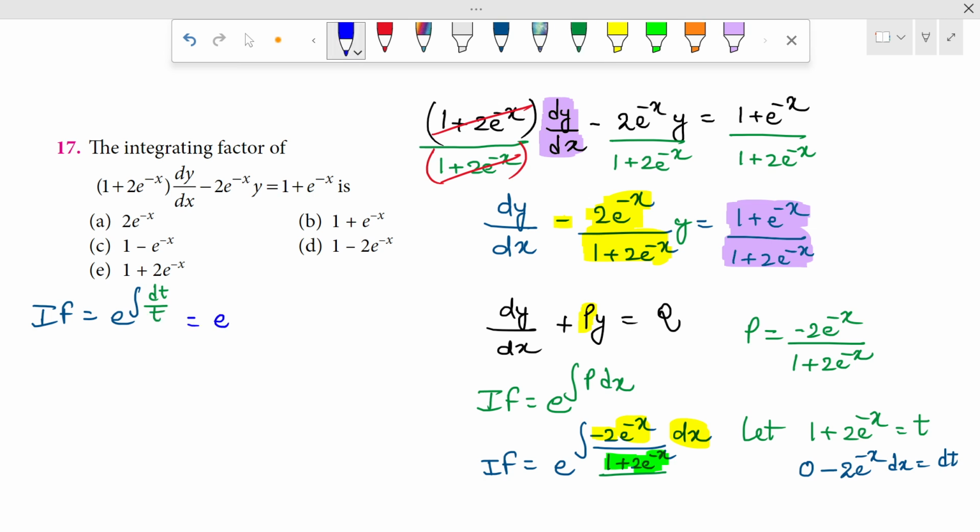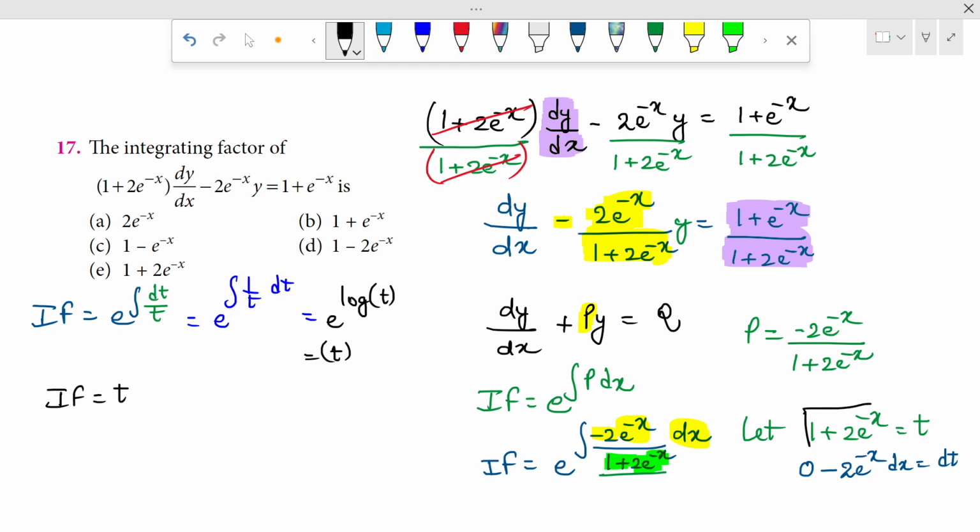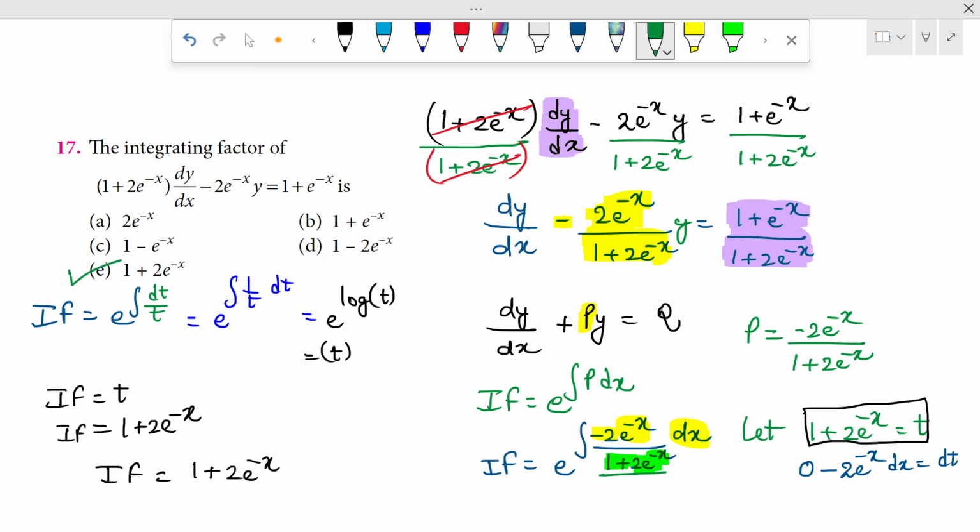Dt by t means this is basically integration 1 by t dt, which is equal to e to the power log t, isn't it? Now e to the power log t will be t. So my integrating factor is what? Integrating factor is t. Now t is what? T is this, 1 plus 2 e raised to the power minus x. So my integrating factor for this question is 1 plus 2 e raised to the power minus x, which is my option number E. Right?